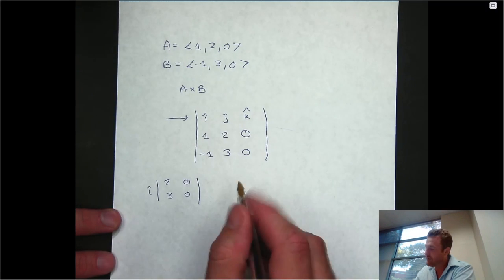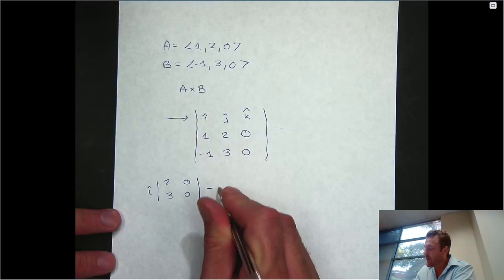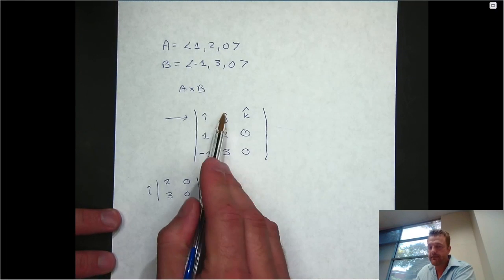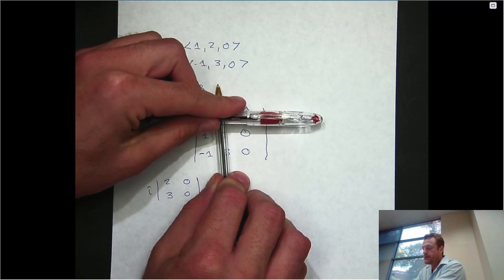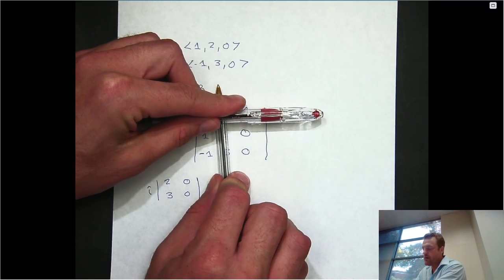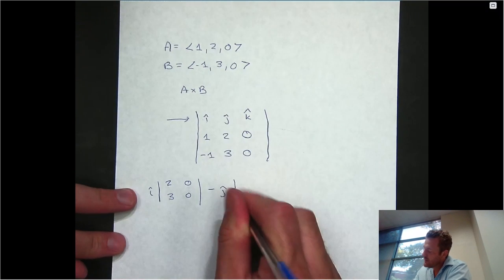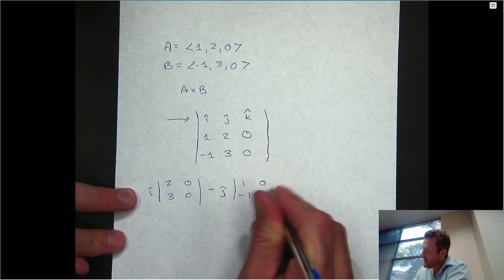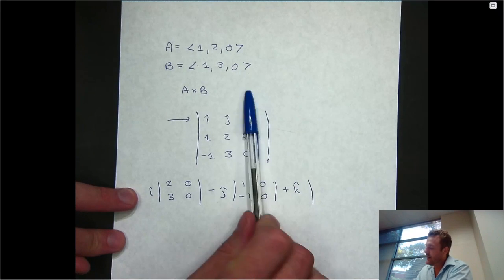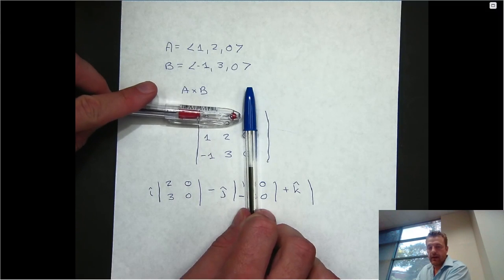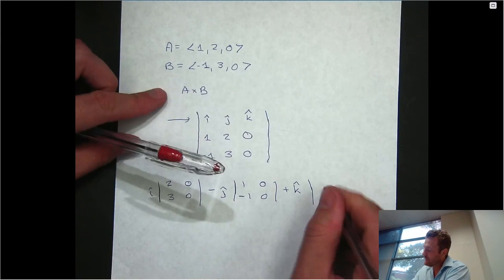I'll move on to the j hat component. Remember that as you're moving along the row, the signs swap. It's plus, minus, plus. When you cover the second column in the first row, you're left with the matrix 1, 0, minus 1, 0. And then go to the last, the k hat component, and you add that together. Covering the first row and first column, you're left with 1, 2, minus 1, 3.